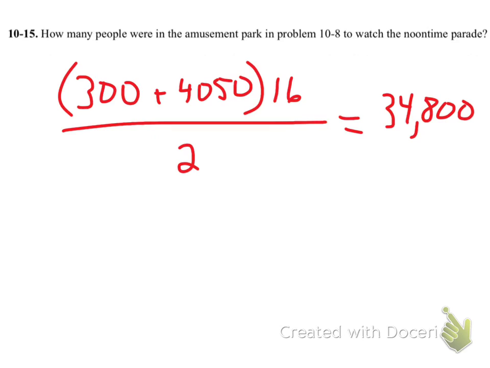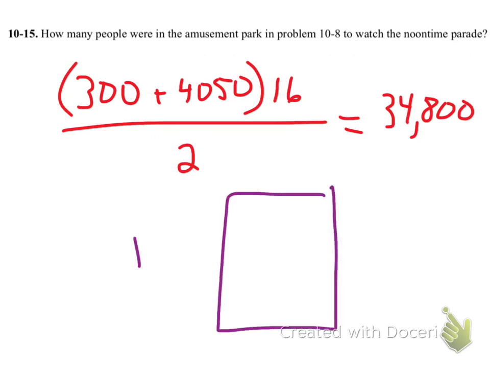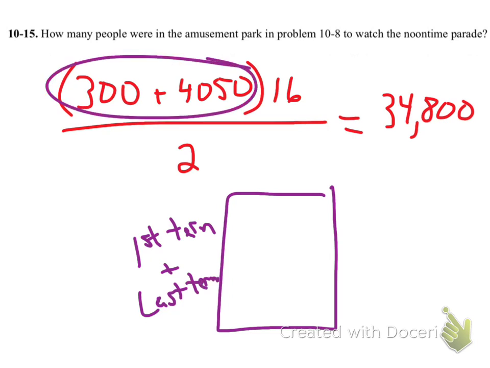34,800. And if we think about making our rectangle when we are stacking the first term plus the last term, that's these two numbers. So the height of that rectangle is going to be 4,350. The width of that rectangle then will be my 16 divided by 2, which is 8. And multiplying those together gives the total right there.